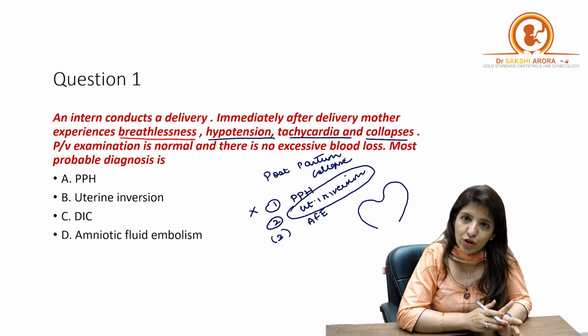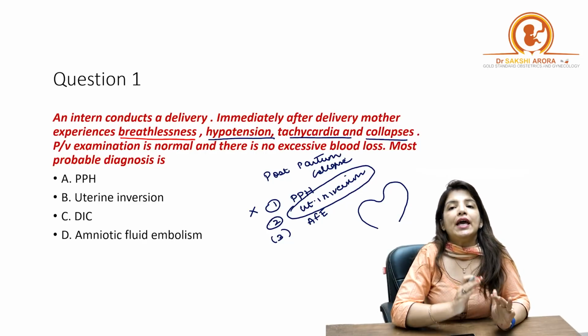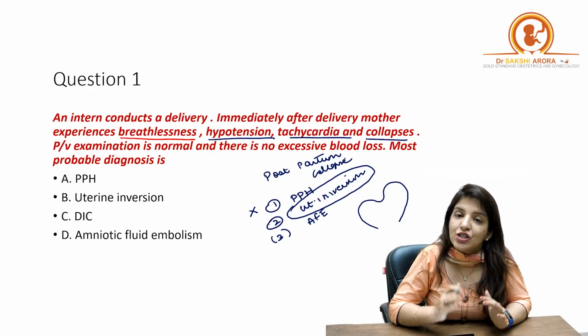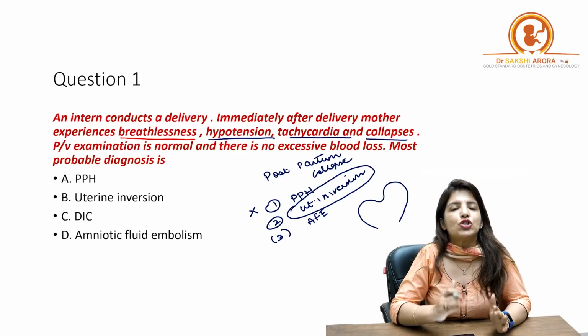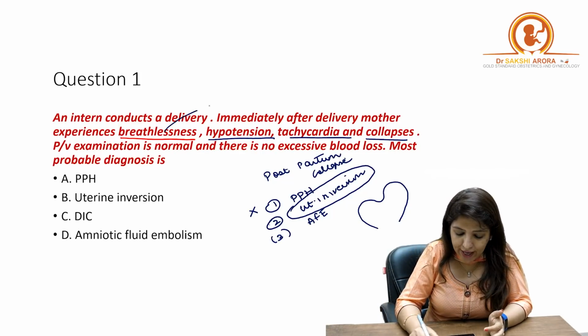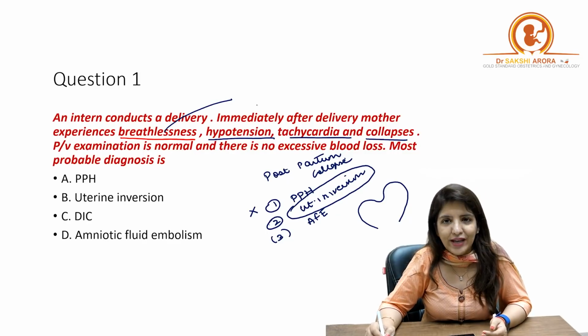And because in this case it is given that per vaginal examination is normal, that rules out uterine inversion. Not only this, in case of uterine inversion and in case of PPH, yes, bleeding will be present, so the patient will be in shock. But it doesn't explain why there is breathlessness, right?